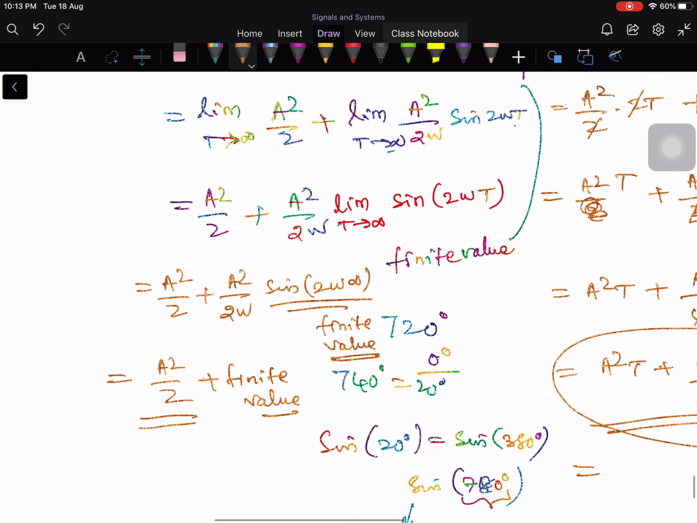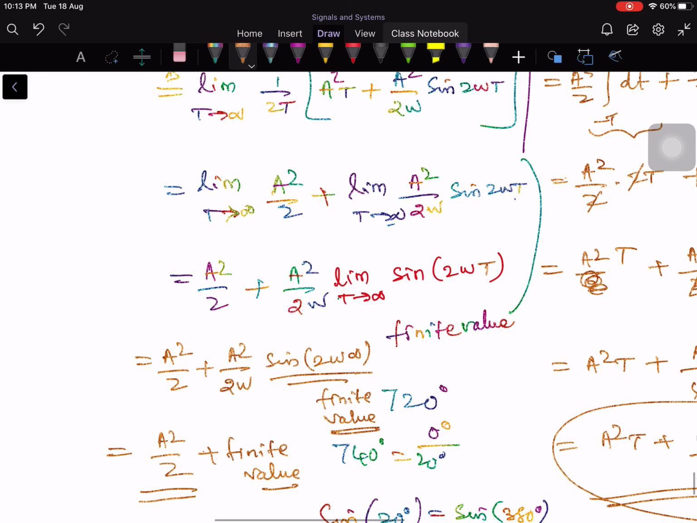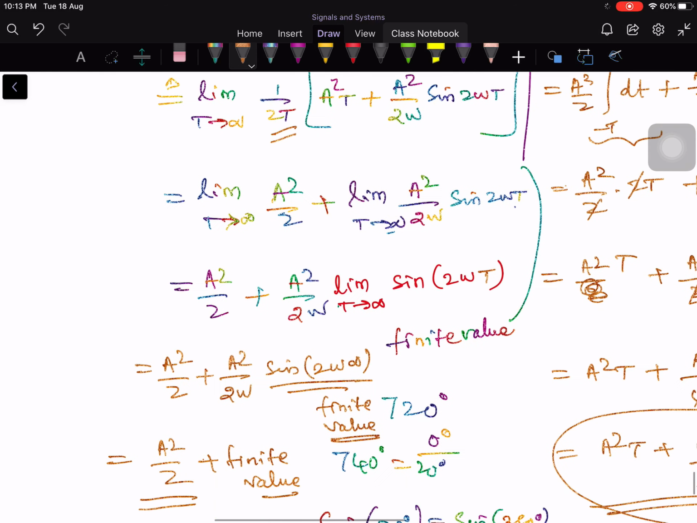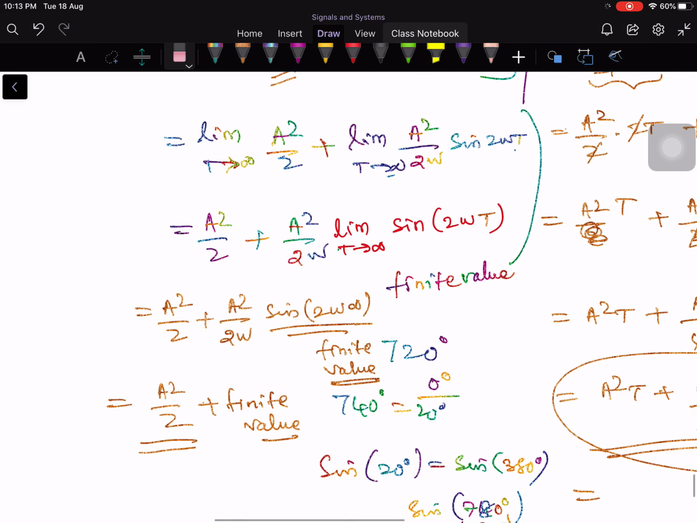And one more point I forgot to mention here. Something is missing here. This 1 by 2t is missing here. I am sorry, I thought of writing it here, but I kept on missing that one. 1 by 2t sine of this one. So here also limit t goes to infinity 1 over 2t.